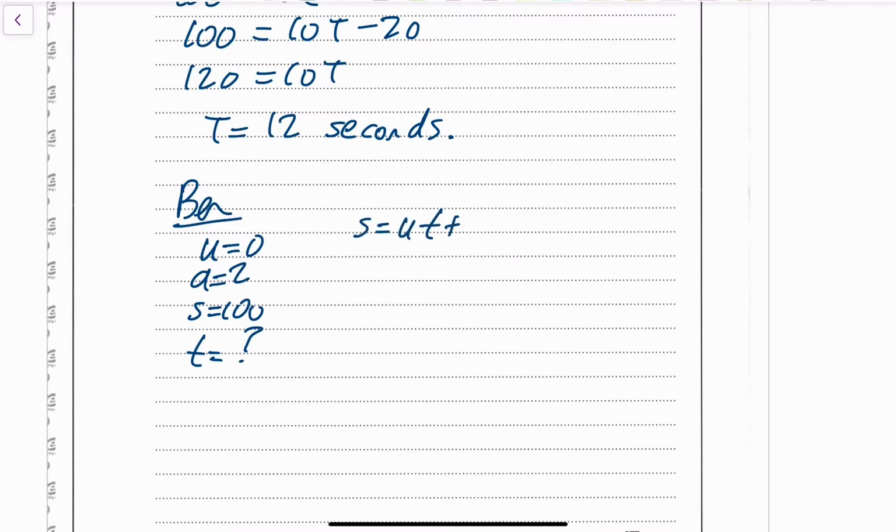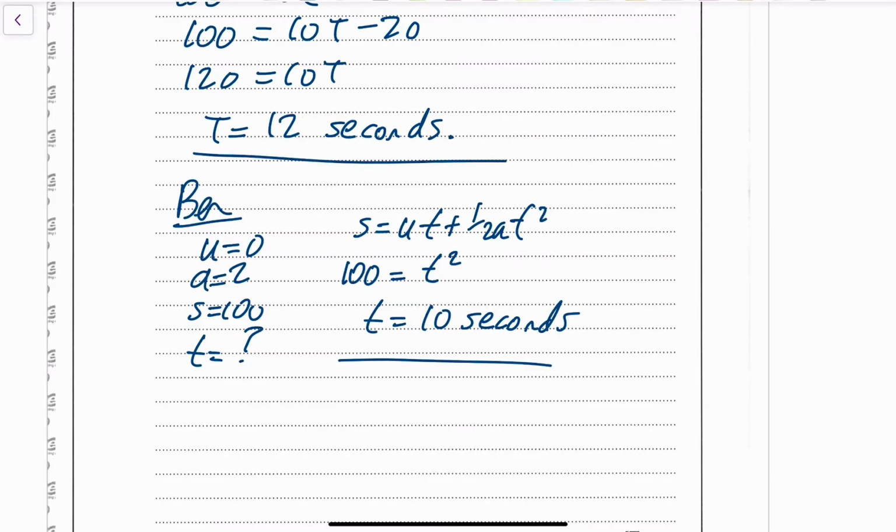s equals ut plus a half at squared. Works out really nicely. 100 then is equal to 0 times t, and then a half times 2 times t squared is just t squared. So t then equals this positive square root, because it's time, 10 seconds. Okay, Ben finishes in 10 seconds. Adam takes 12. Question says, who wins? So your answer is Ben wins.